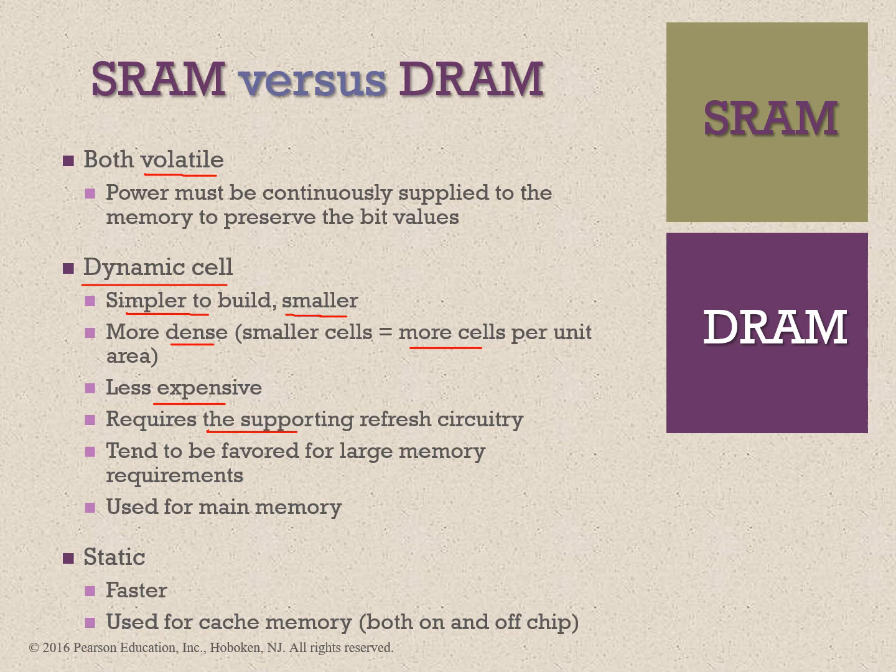They tend to be favored for large memory requirements. If you have big data, of course, DRAM is capable of storing the big data. So DRAM is used for the main memory.